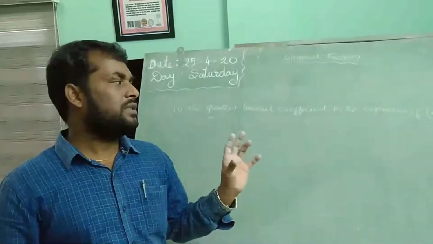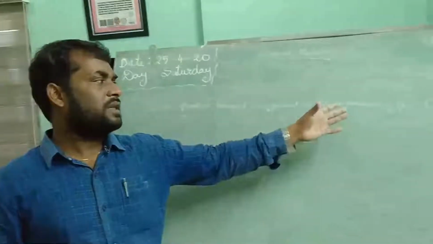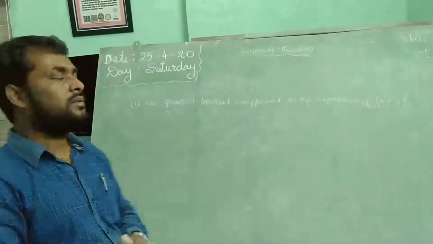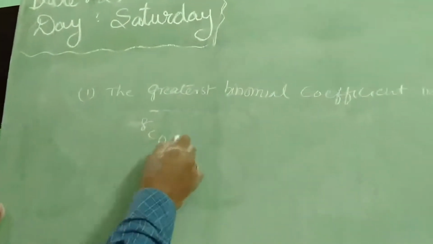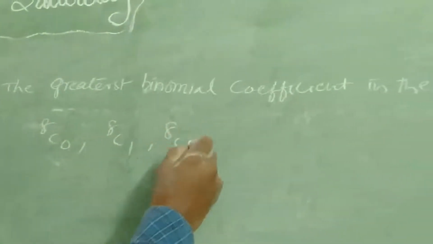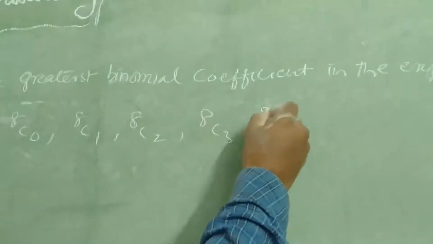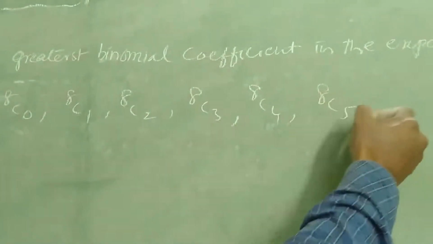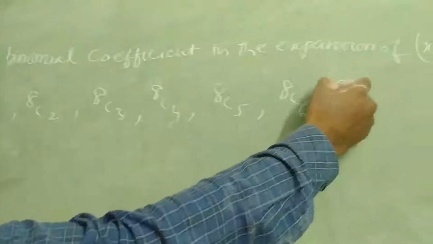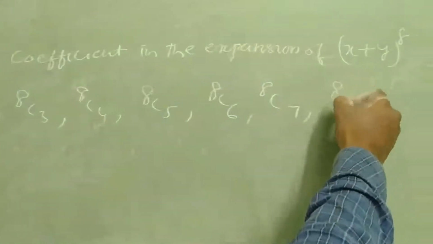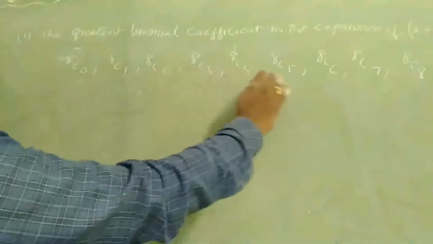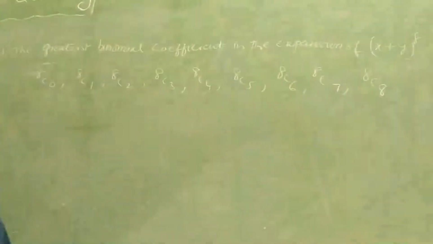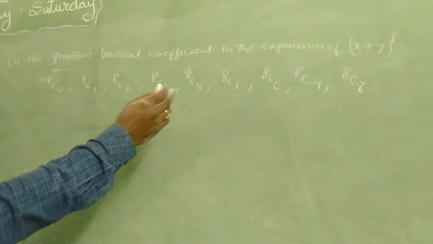What are the coefficients of the terms in the expansion of x plus y whole to the power of 8? Actually the coefficients are 8c0, 8c1, 8c2, 8c3, 8c4, 8c5, 8c6, 8c7, 8c8. These are the binomial coefficients of the terms in the binomial expansion of x plus y whole to the power of 8.